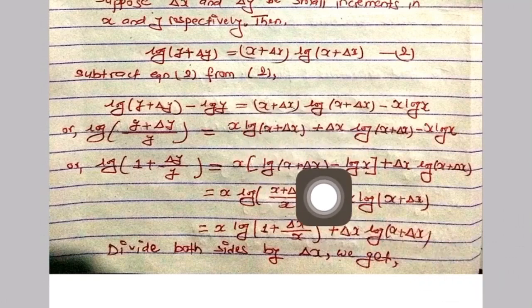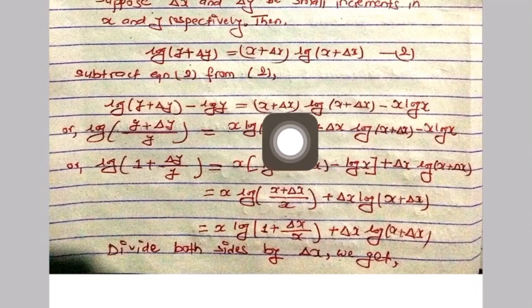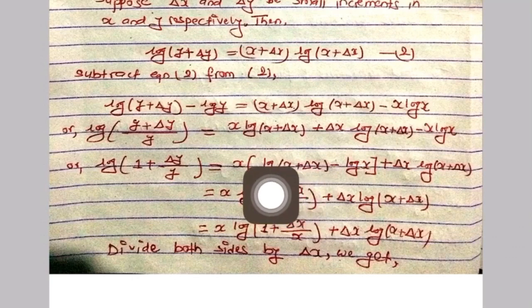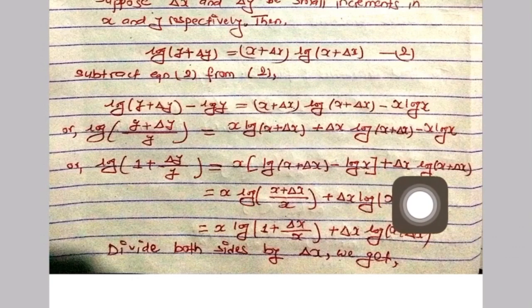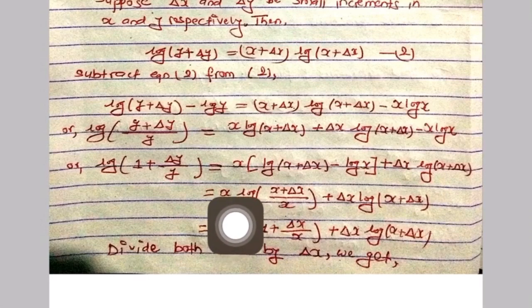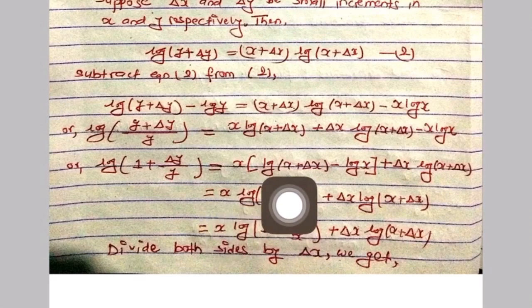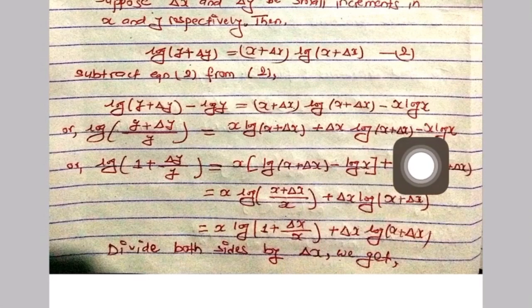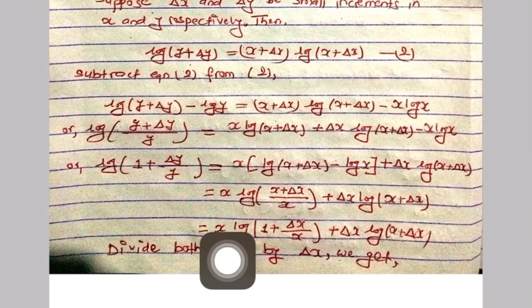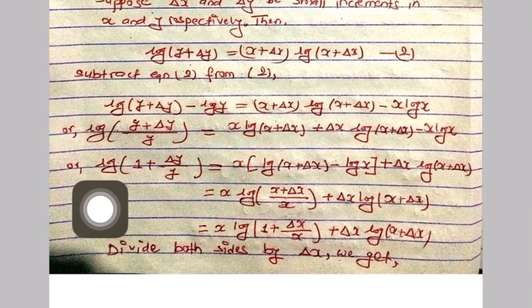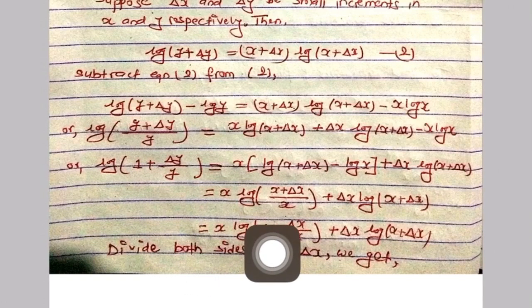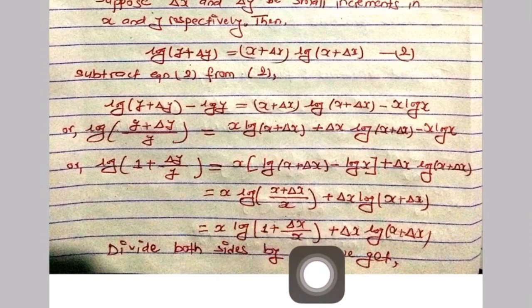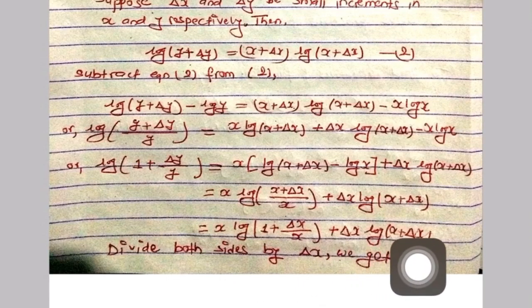And here also we have to apply the logarithmic properties of the logarithmic function. Log a minus log b is equal to log of a divided by b, so it is x times log of x plus del x divided by x plus, and the second term is as it is, and you get log of 1 plus del y by y is equal to x times log of 1 plus del x by x plus del x log x plus del x.